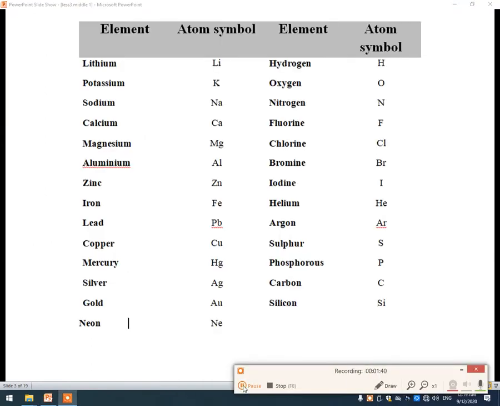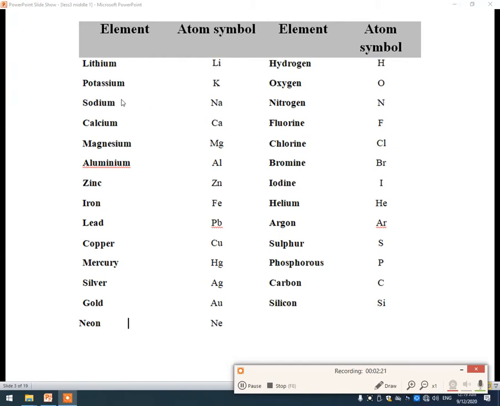And here we have a table for the element and its atom symbol, with some examples. First, we have the element lithium. We said that the symbol comes from the atom of the element, and the lithium atom is Li, which comes from the first two letters of lithium. The first letter is a capital L, and the second is a small i.